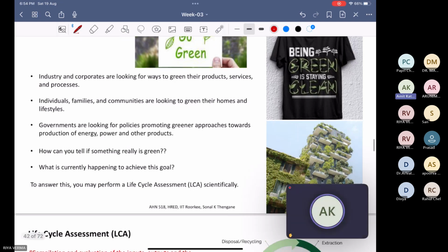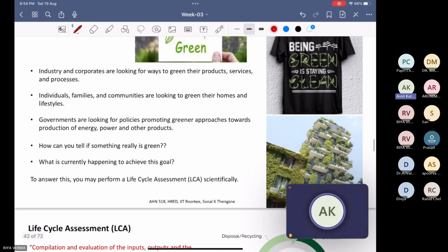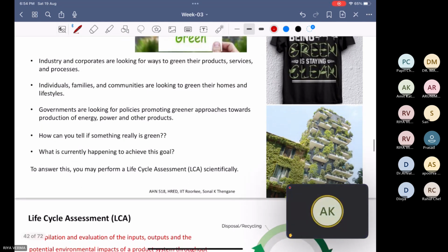It is a more maintenance-free approach, but in terms of a green product, it cannot be termed as a green product. Right. So that is why we need to have an overall idea from cradle to grave, that we say in LCA.